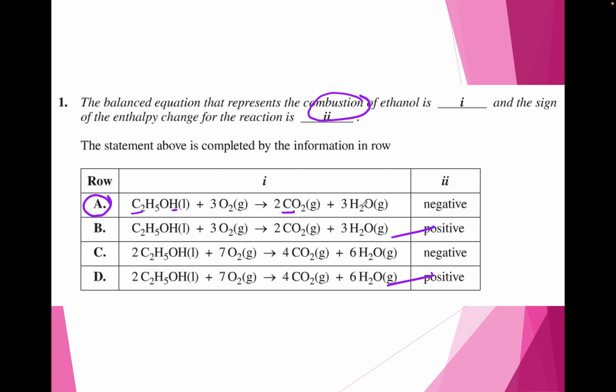So the last thing I want to check is my oxygen. So on the left-hand side, I have 3 times 2 is 6, plus 1 is 7. On the right-hand side, I have 2 times 2 is 4, plus 3 times 1 is 3. So that's also a total of 7. So it looks like our answer here is A, just with double checking our balancing.